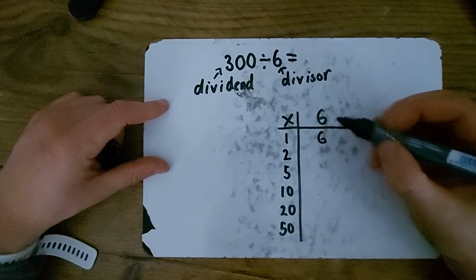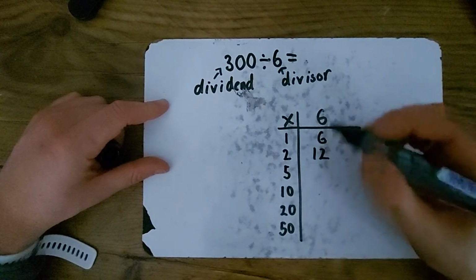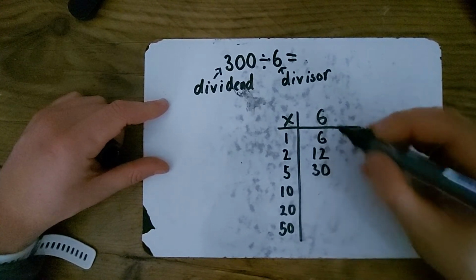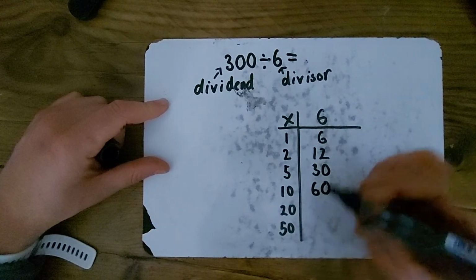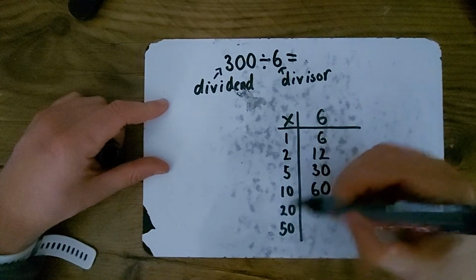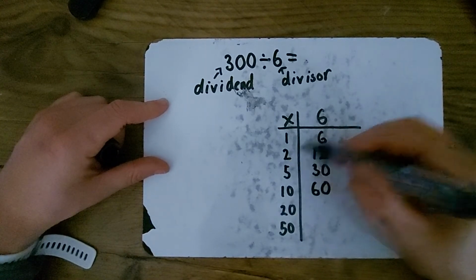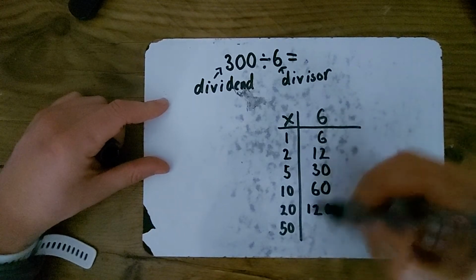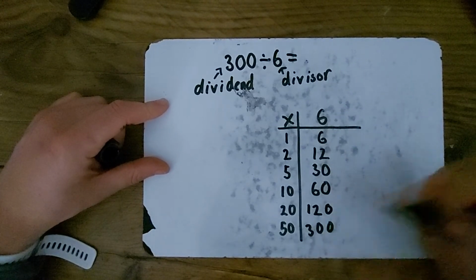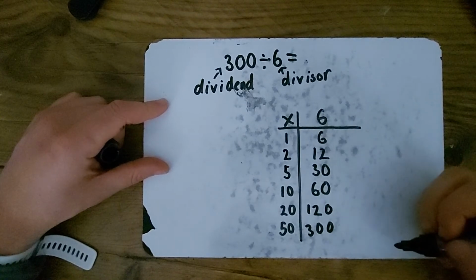1 times 6 is 6, 2 times 6 is 12, 6 times 5 is 30, 6 times 10 is 60. And again I can use these two: 6 times 20 is hard, so I can just go 6 times 2 is 12, put a 0 on the end. 5 times 6 is 30, I can do that one, and then I just add a 0 on there. So there's my coin card.